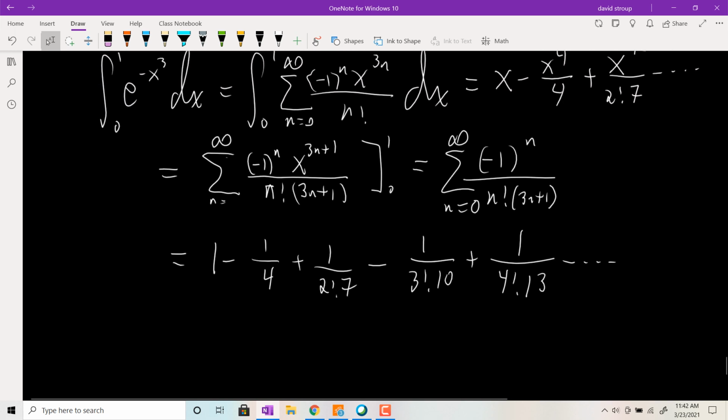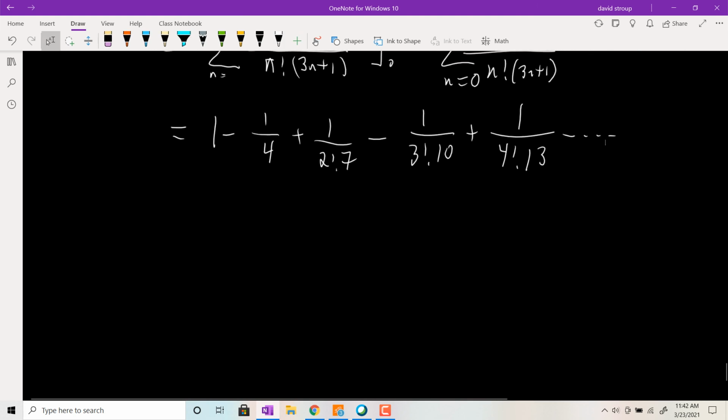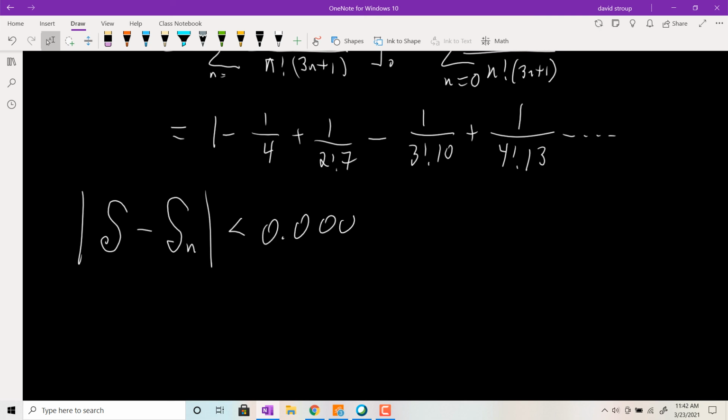We want to make our approximation less than 0.001. In other words, we want the difference between the actual integral and this approximation to be less than 0.001. Okay, and we're going to use the alternating series estimation theorem to do this because this is actually an alternating series if you look at it. The terms in the denominator are increasing, therefore the terms of this series are decreasing, and the limit of those terms will go to 0.